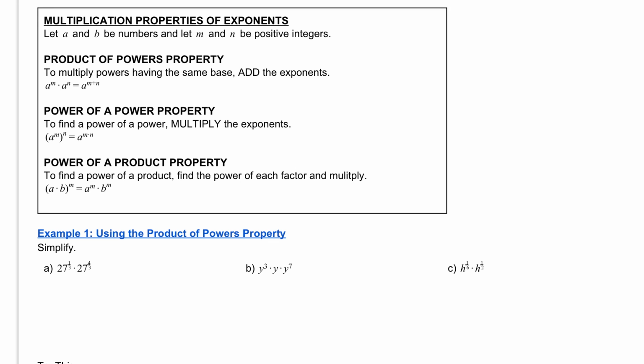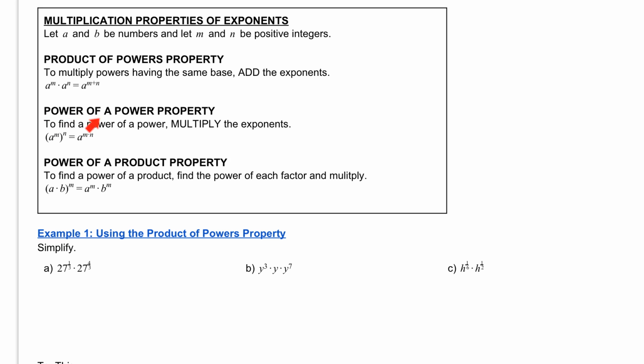In Chapter 6, we're going to be working with exponents. Today we're going to work with the multiplication properties of exponents. We're going to let a and b be numbers and let m and n be positive integers. The first property we're going to take a look at is the product of powers property. This says if you are multiplying powers having the same base, you add the exponents. So a to the m times a to the n, you would take a and add the m plus n.